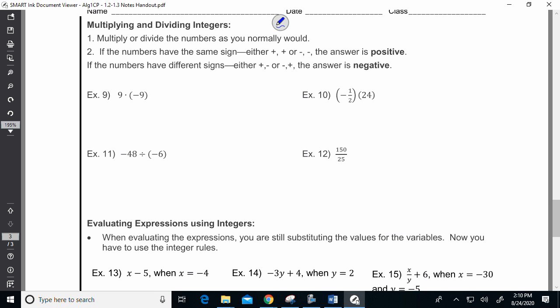So, multiplying and dividing is very, very simple because you're multiplying and dividing the way that you normally would. The only thing that changes is you have to worry about the signs. If the signs are the same, the answer is positive. If the signs are different, the answer is negative. So that's all that pretty much means. Multiply or divide the way you normally would. Same sign, the answer is positive. Different signs, the answer is negative.